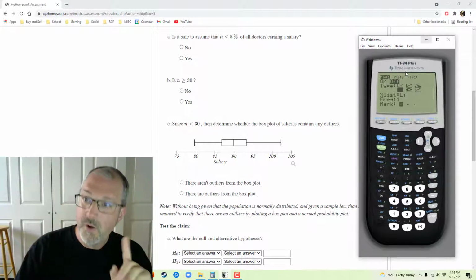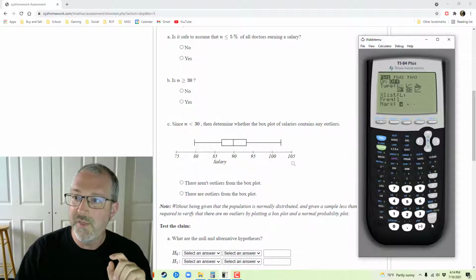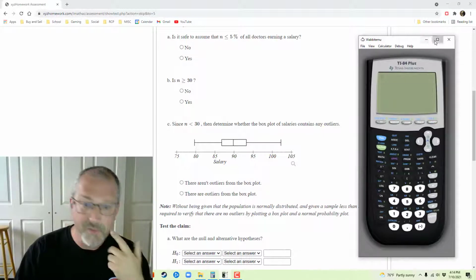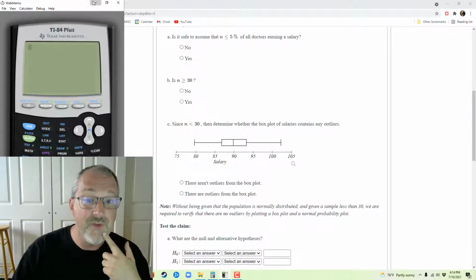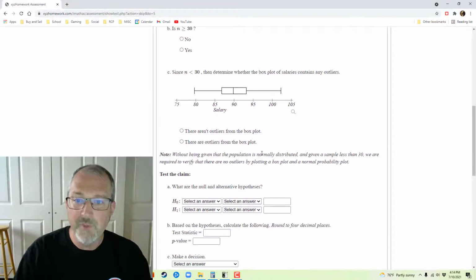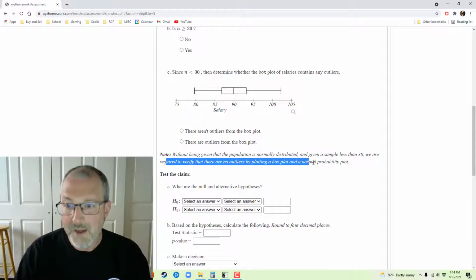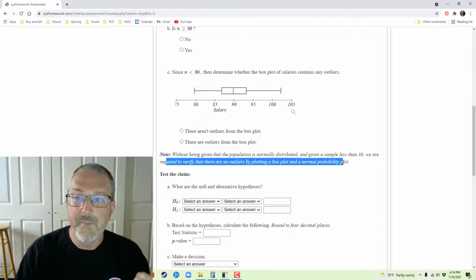Also, you'll note that this calculator is doing something that I make you do in your paper and pencil assignments, because it says, without being given that the population is normally distributed and a sample size less than 30, we are required to verify there are no outliers by plotting a box plot and a normal probability plot.